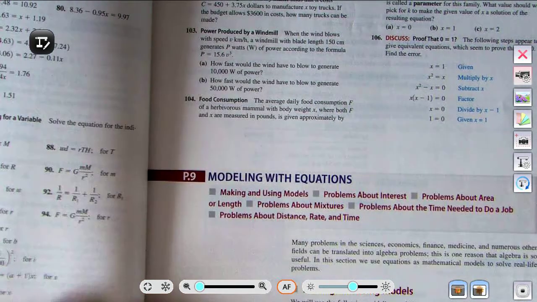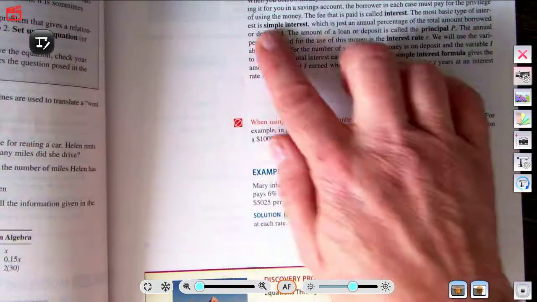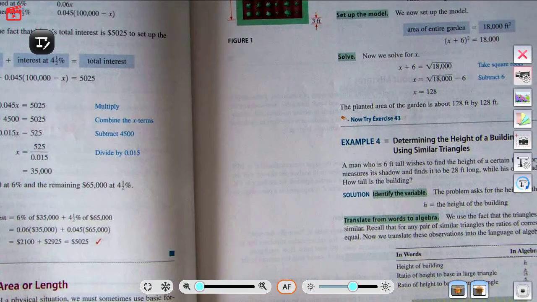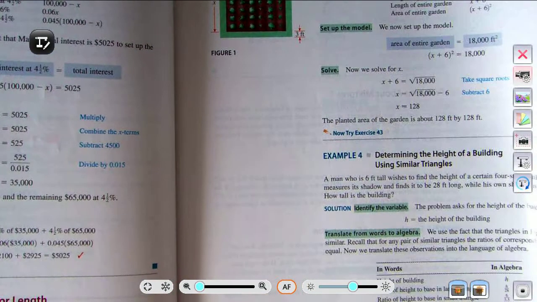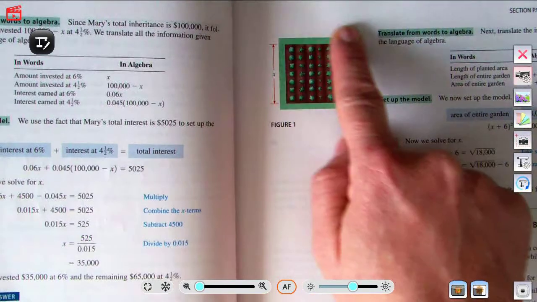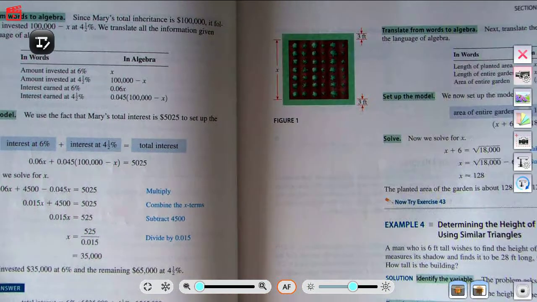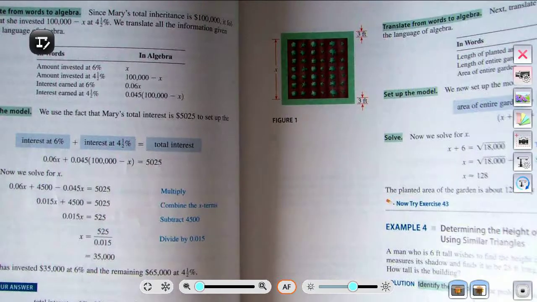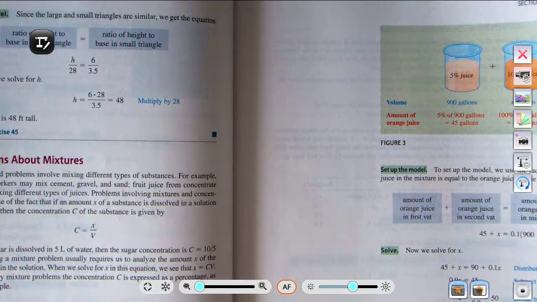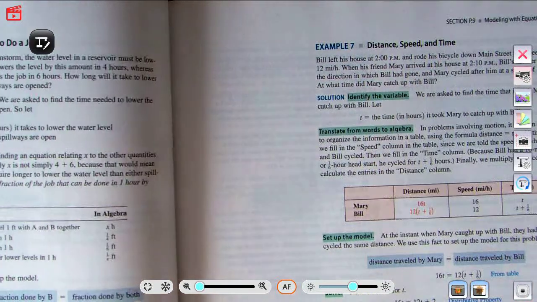And in this section, it brings up some of the old nightmares you may have. We have some interest problems. We have word problems. We have lengths and areas and volumes. So you might want to remind yourself of some of those properties. You know, perimeter is the distance around, what the circumference of a circle is, what the area of a square or a circle or a rectangle are. We have mixture problems, work problems, and again, time, distance, and speed.